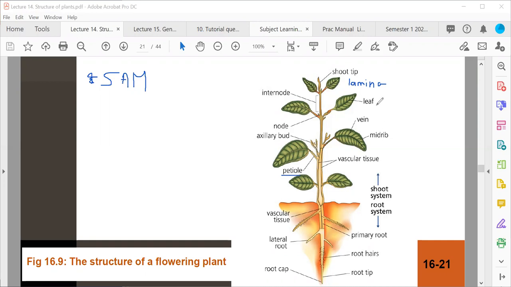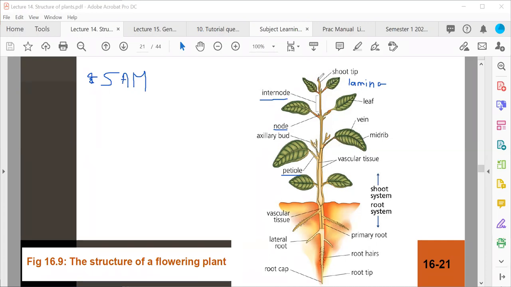Petiole. All right, of course we have the stems, we have the point of attachment of the leaf to the stem, and this point of attachment is called the node. The point where the leaf attaches to the stem. Here we have the region of stem in between this node and the next node, and that region of stem is called the internode.